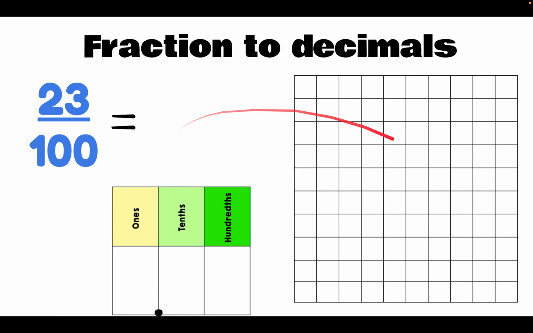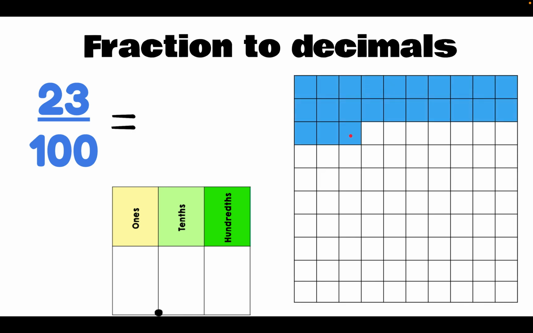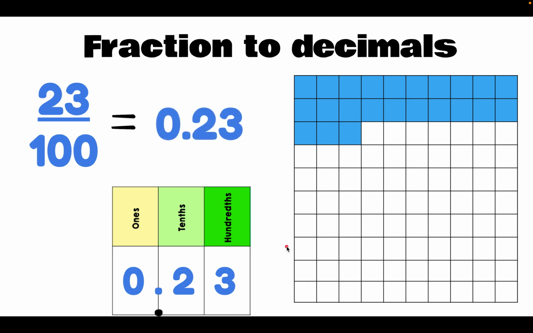So if we have 23 hundredths, our grid's divided into 100, so we are going to shade in 23. So 10, 20, 21, 22, 23. We have 0 ones if we consider this a 1, but we have 2 whole tenths and 3 hundredths. So in our place value chart, it would look like this, 23 hundredths. So we would write our decimal just like this, 23 hundredths.